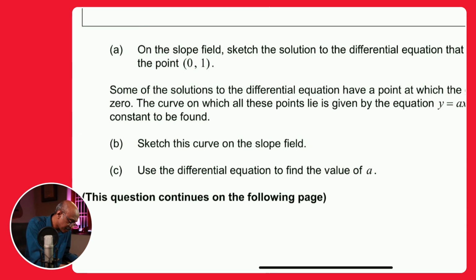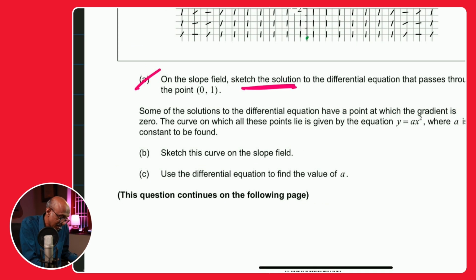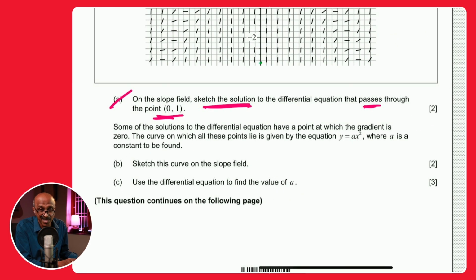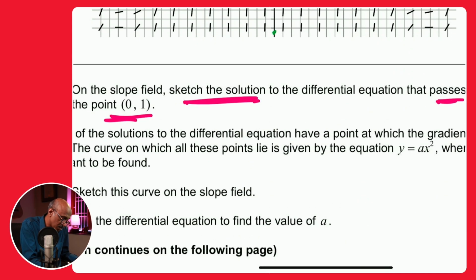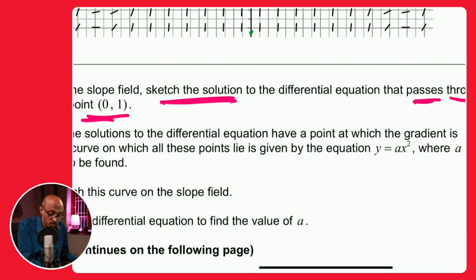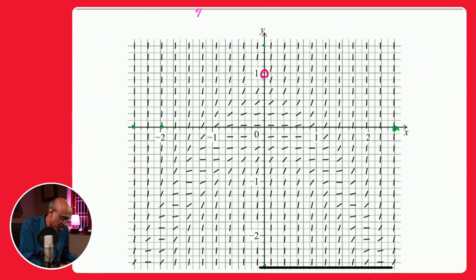On the slope field, sketch a particular solution to the differential equation that passes through the point 0, 1. The first thing to do is to mark where that point is on the slope field: the x coordinate is 0, the y coordinate is 1, there. That's the point. Mark that point, and then mark the solution that goes through it. It definitely has to go through that point. It's just 2 points for this question.